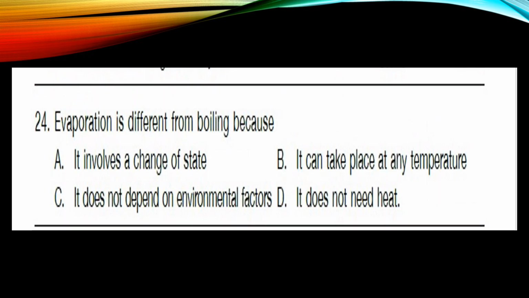Question number 24. Evaporation is different from boiling because option A. It involves a change of state. B. It can take place at any temperature. C. It does not depend on environmental factors. D. It does not need heat. And the right answer is option B. It can take place at any temperature.